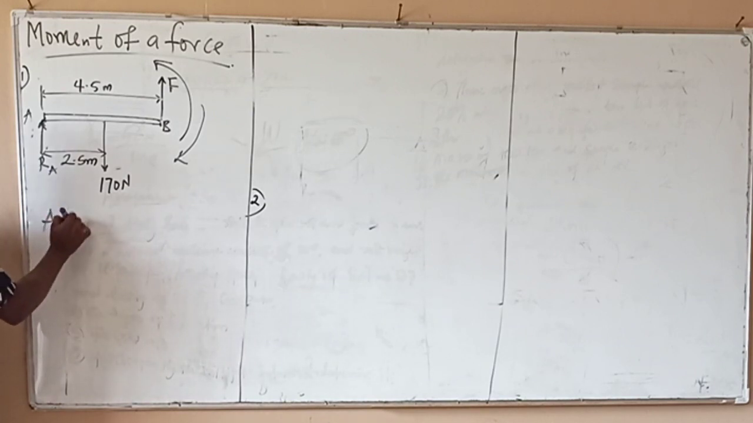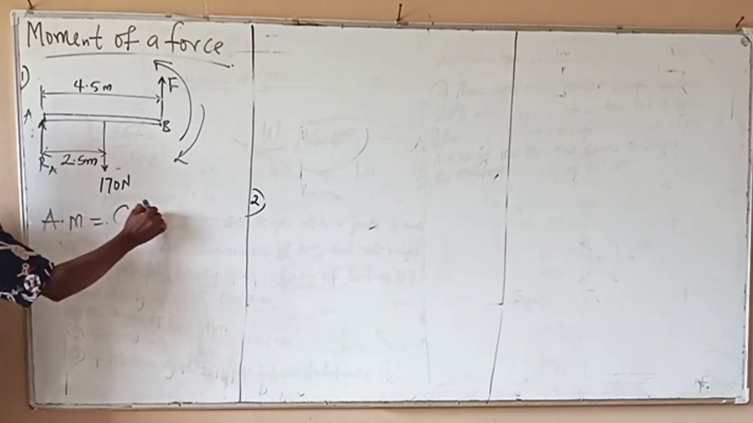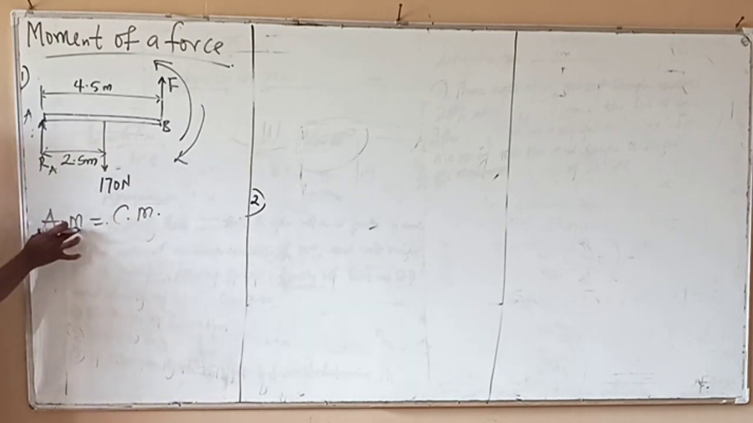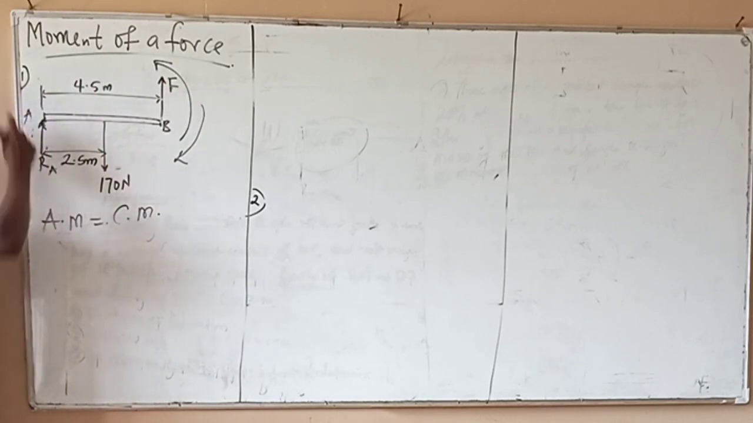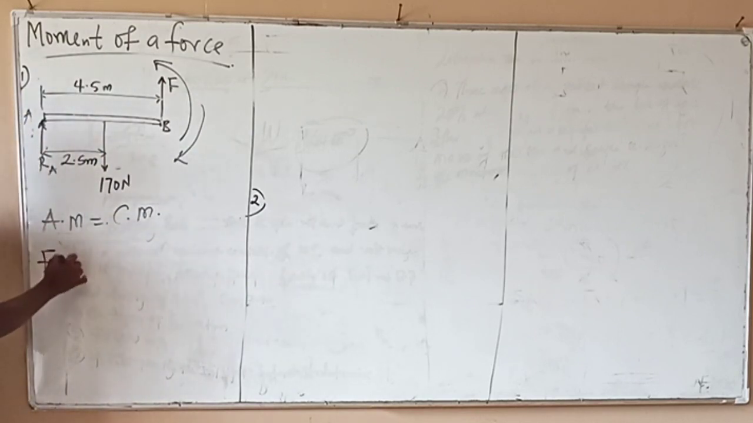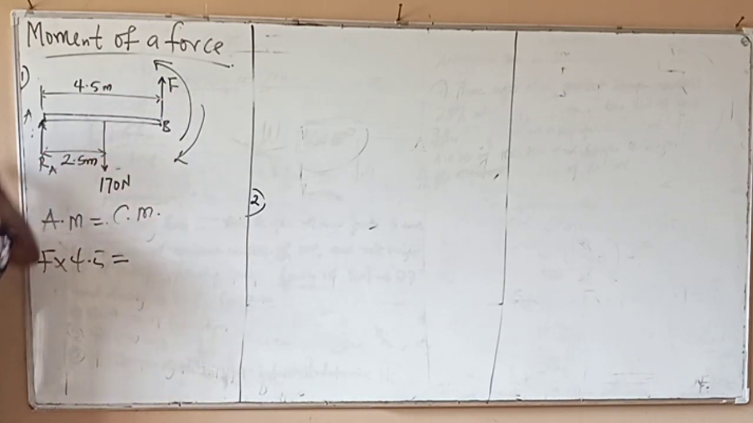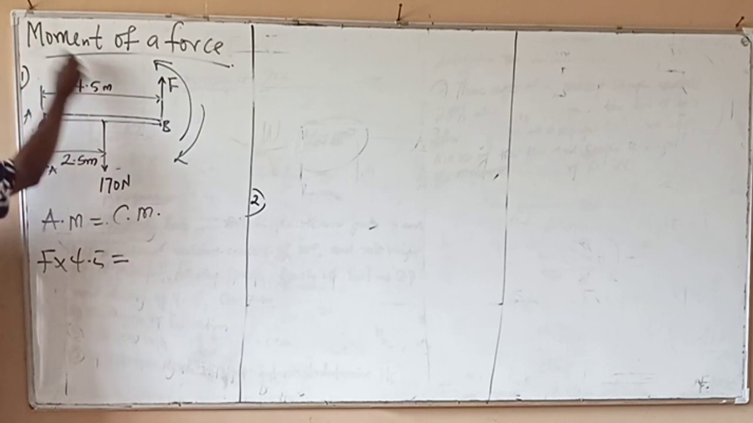Anti-clockwise movement will be equal to clockwise movement. That's what I'm trying to say. What is anti-clockwise? This F times this, because we move this way anti-clockwise. So that will be F times 4.5 will be equal to the clockwise movement, which is the one I will take, this one.